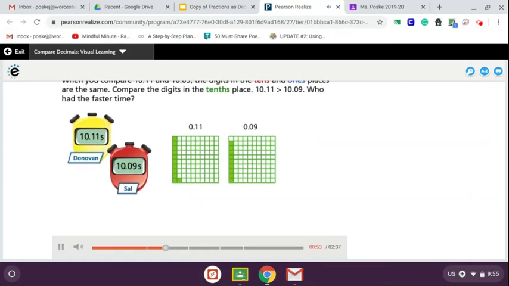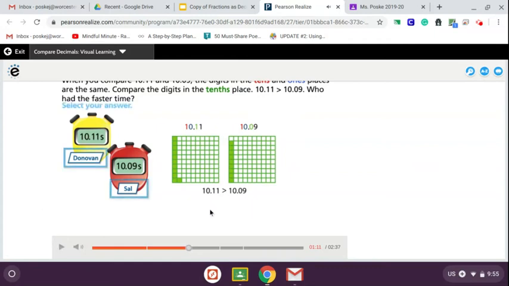When you compare 10 and 11 hundredths and 10 and 9 hundredths, the digits in the tens and ones places are the same. Compare the digits in the tenths place. 10 and 11 hundredths is greater than 10 and 9 hundredths. Who had the faster time?